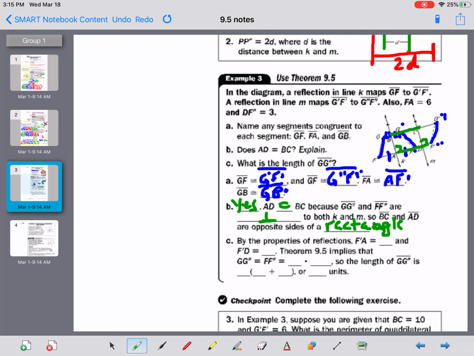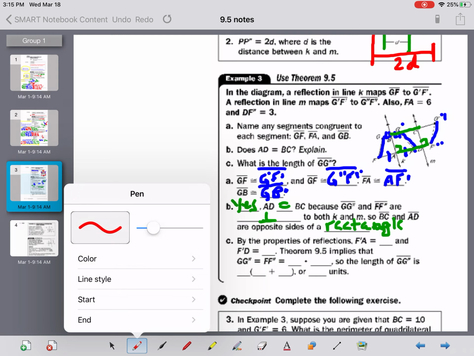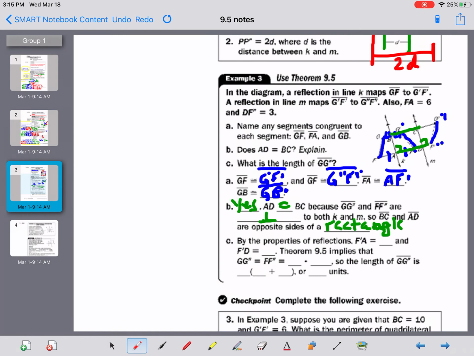As we move on to C, it says, what is the length of G to G double prime? So if you think about it, I'm starting all the way here and moving all the way to here. Some of the things we didn't write down yet: up above it said FA was 6, and D to F double prime up here was 3. Using our rule from earlier, if this is 6 here, inside from A to F prime also has to be 6 because they're equal distance apart. And if D to F double prime is 3, also inside we should get a 3 in here. So in between my two parallel lines, I get this distance of 9.